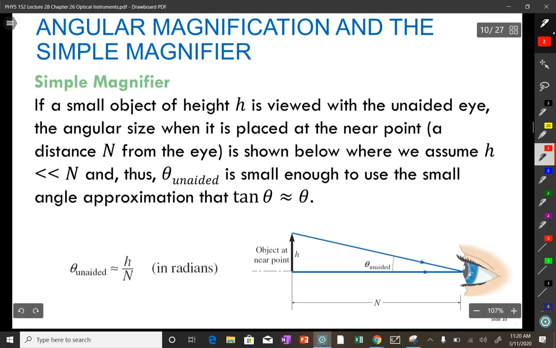Now, coming back to this, remember I drew this picture. We did the calculation. We said tangent of theta was equal to the height over the near point. But if it's a small angle, and if we're trying to magnify things, it's going to be a small angle. We don't try to magnify things that make big angles with the eye. So for small angles, tangent theta in radians is approximately equal to theta. And so theta unaided is the height of the object divided by the person's near point. Makes sense, doesn't it?